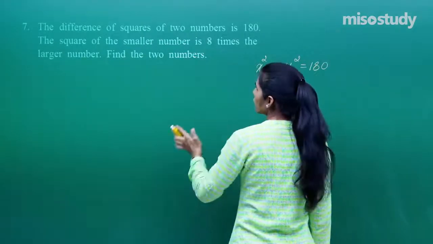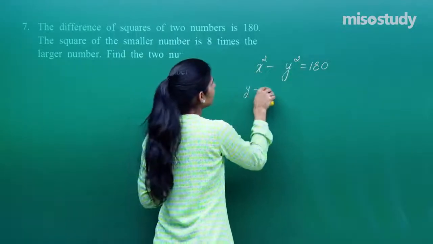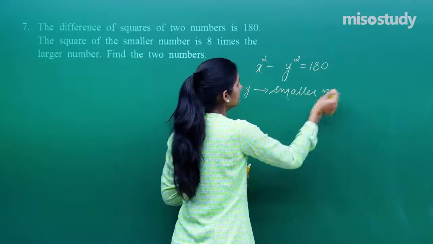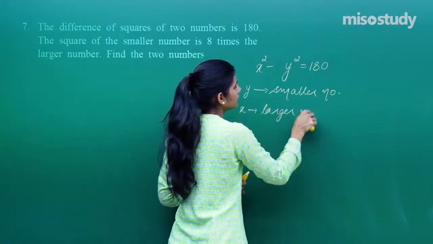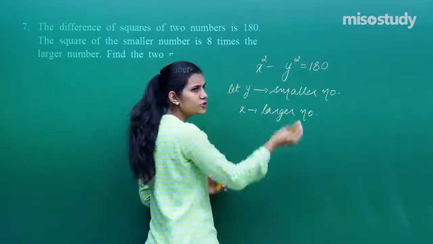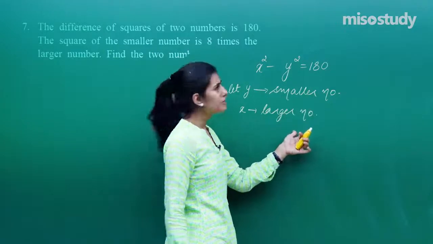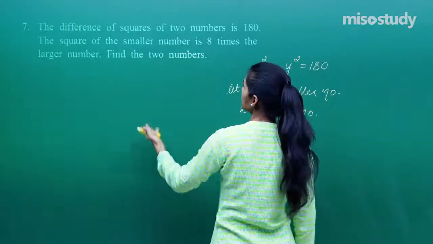Then it is given the square of the smaller number is 8 times the larger number. So I am saying let y be the smaller number out of these two. So obviously x is therefore the larger number. I am just letting one number be smaller than the other. So say y is the smaller number, x is the larger number, such that x square minus y square is 180.